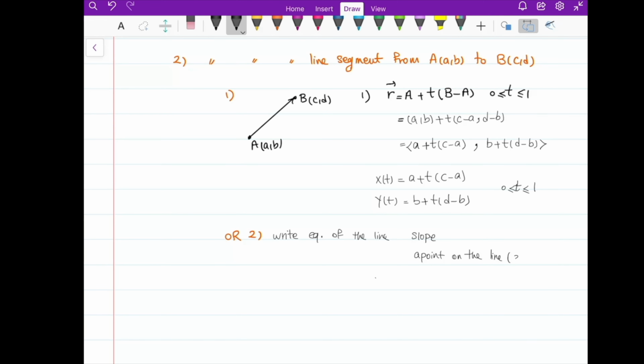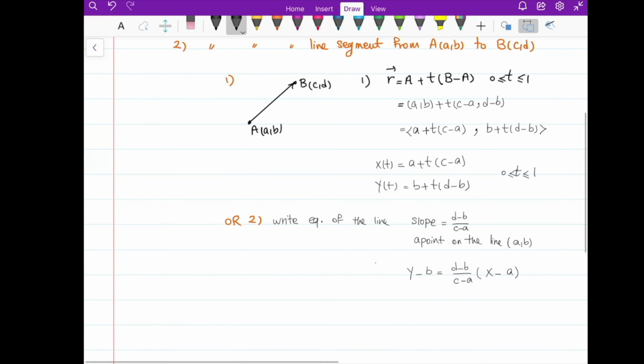The point, I'm going to choose the point A. And the slope would be the difference between the y coordinates, which would be d minus b, over the difference between the x coordinates, c minus a. And so the equation of the line would be y minus b is equal to the slope times (x minus a).